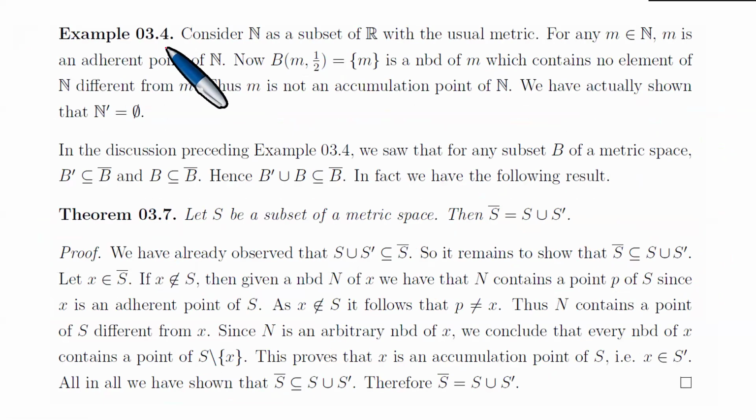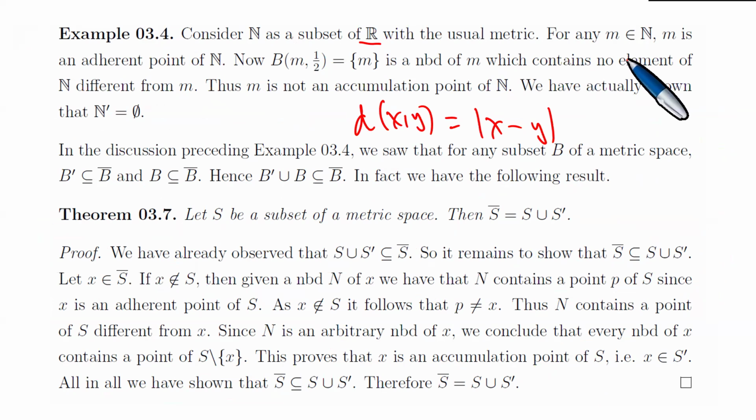Right, example 03.4: you consider the set of naturals as a subset of the real numbers with the usual metric. And once again, the usual metric is the one that finds the distance as the modulus or the magnitude. For any m in the naturals and m an adherent point of N, now we can consider an open ball of center m and radius 1/2. Obviously, in the natural numbers, it's going to contain only m.